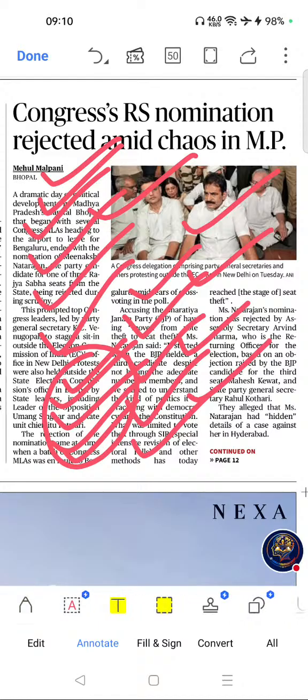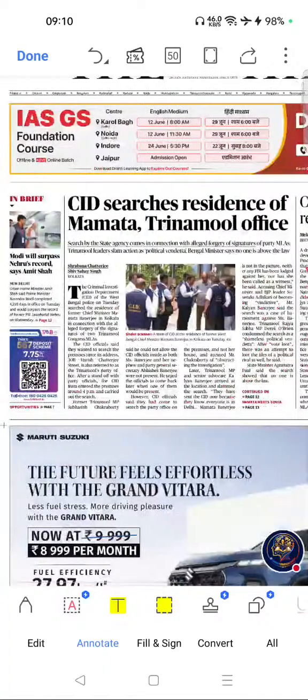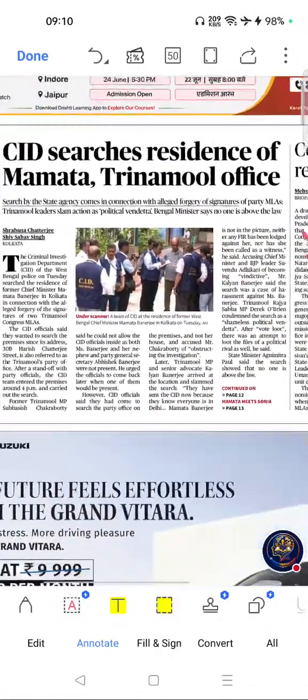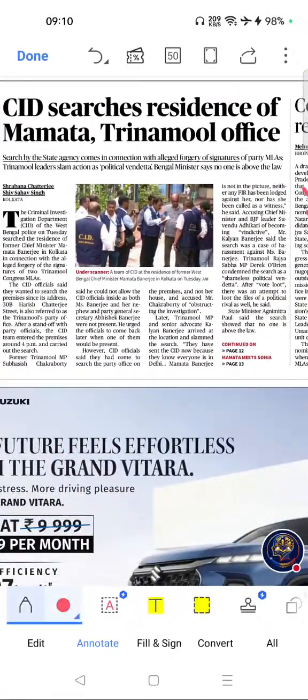Move on to the next important article of this page, which was this: CID searches residence of Mamata, Trinamool office. If you see the importance of this article, role and powers of investigative agencies are important for GS2.